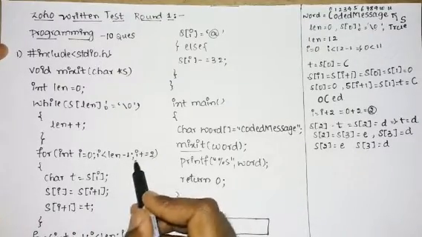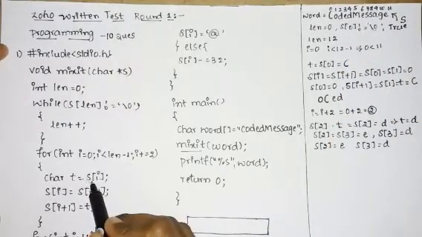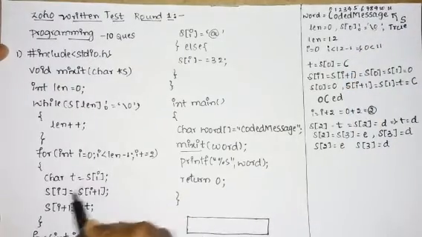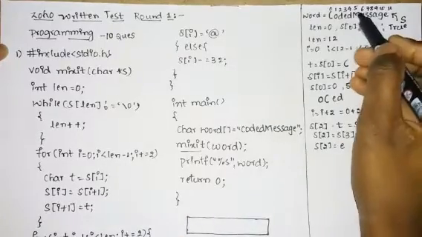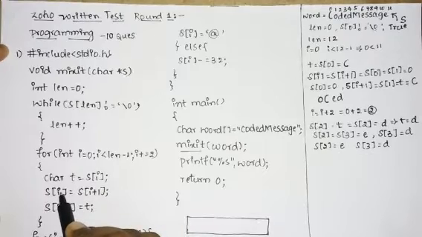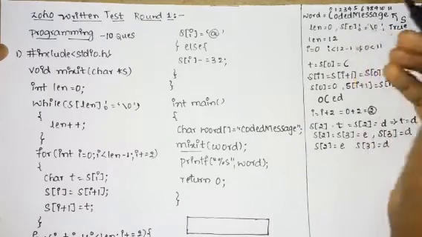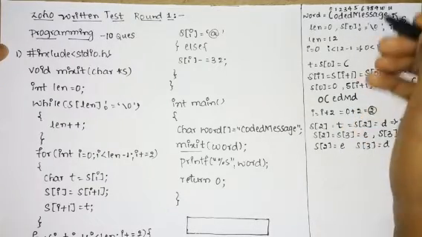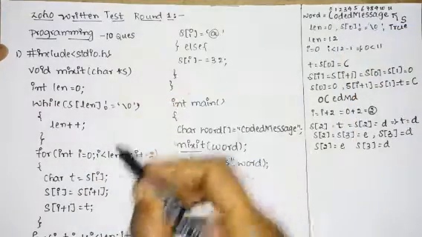Now again i is incremented, so i becomes 4. At the fourth position we have d. Similarly t is equal to s of i, so s of 4 is t, and t is assigned with d. Then s of 4 equal to s of 5. At the fifth position we have capital M, so capital M is assigned to s of 4. Then after that s of 5 is assigned with t. So again these both are reversed, that is we have M at the fourth position followed by D. Similarly the two letters are exchanged.